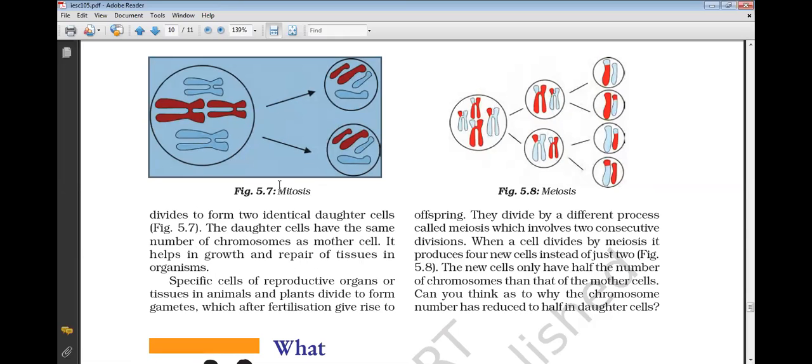This type of cell division is known as mitosis. What is it called? Mitosis. Is it understandable to you? Yes or no? Okay, so this is mitosis.